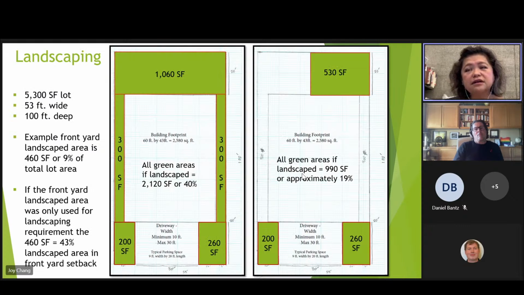So staff did do some initial draft layouts. This particular layout is a 5,300 square foot lot, 53 feet wide by 100 feet deep. Based on the example and the language that is in the code, it talks about the area based on the total lot square footage that is landscaped. From this example, it identifies 460 square feet of landscaping, or that would be 9% of the total lot area.